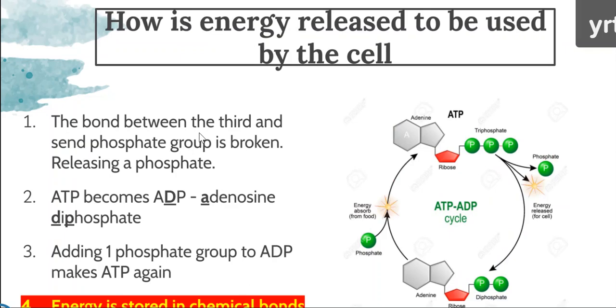So, how do we get energy out of ATP? Well, what happens is one of those phosphates, that third phosphate, is broken off from the second. When that bond is broken, energy is released, and it becomes ADP, adenosine diphosphate. Di meaning two, because now there's only two phosphates remaining. If you add a phosphate back on using energy from food, it becomes ATP again. So, in this example, energy is stored in those chemical bonds. When you break the phosphate, the energy of that bond you've broken is released.